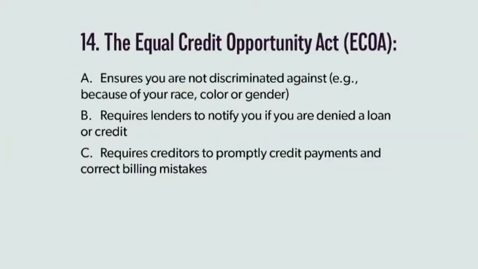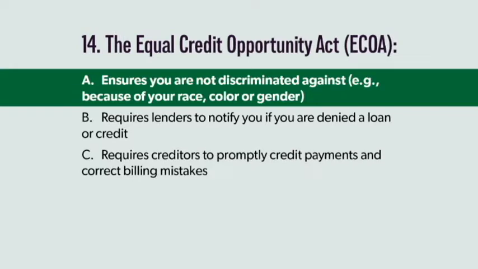And number 14, the Equal Credit Opportunity Act, A, ensures you are not discriminated against because of your race, color, or gender. B, requires lenders to notify you if you are denied a loan or credit. Or C, requires creditors to promptly credit payments and correct billing mistakes. And the answer is A, ensures you are not discriminated against.